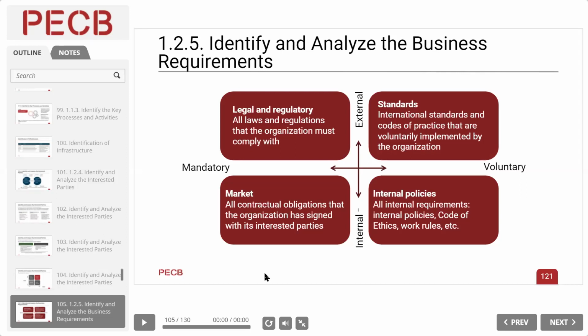Doesn't make sense. The next thing is standards. Each industry sector might have some standards that they need to adhere to. The best practices, standards within that industry. You need to know them and adhere to them. Then your internal policies, your internal expectations. And then the last one is your contractual obligations that you have.